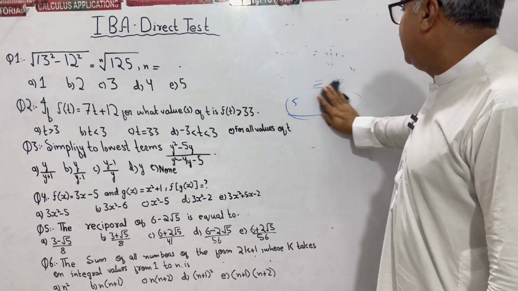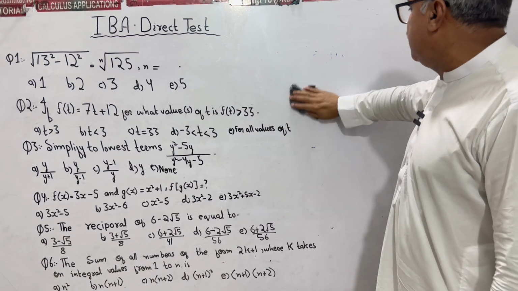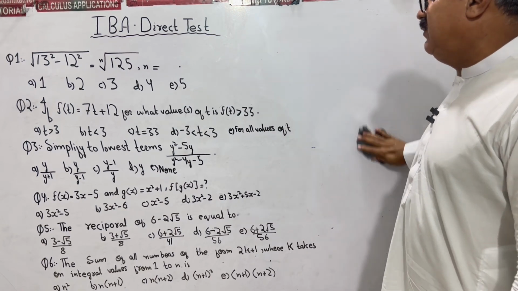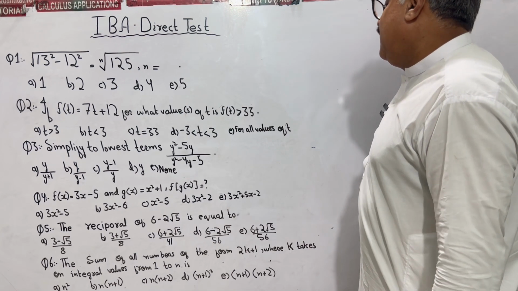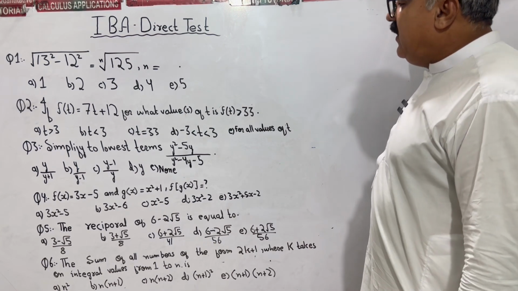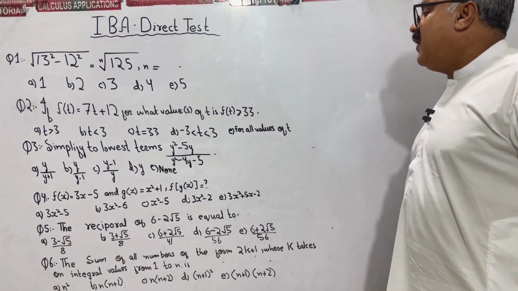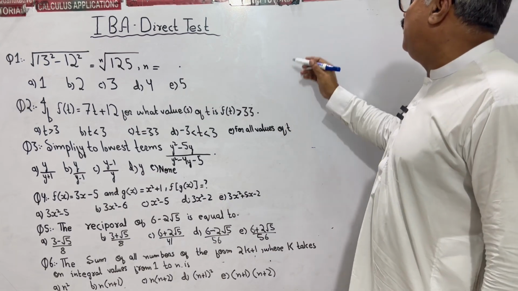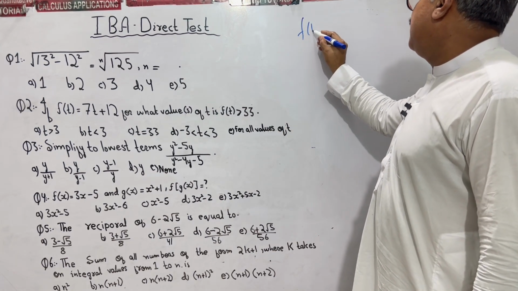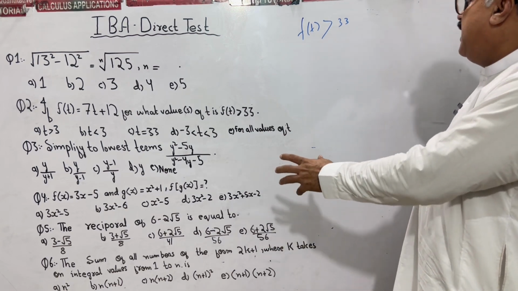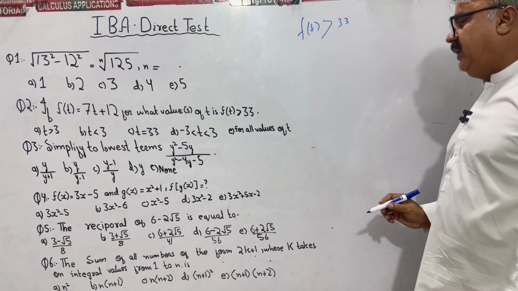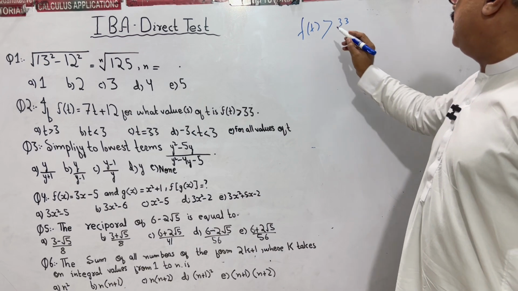It's mentioned that we are given a linear function f of t is equal to 7 times t plus 12. For what value or values of t must f of t be greater than 33? We are interested in hunting the values of t that give f of t greater than 33.